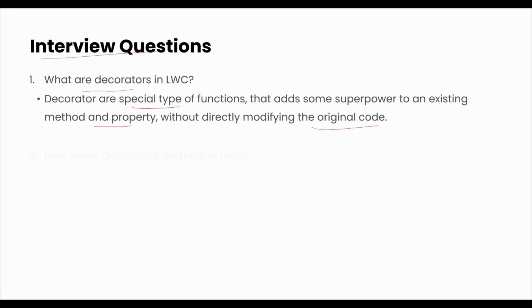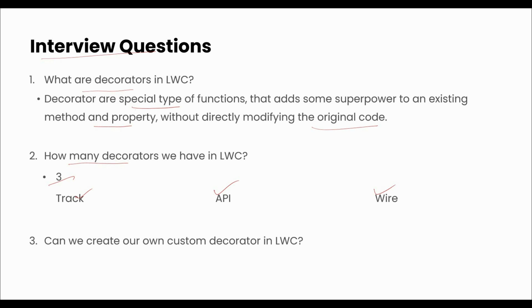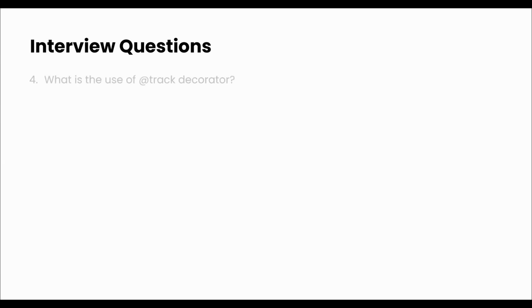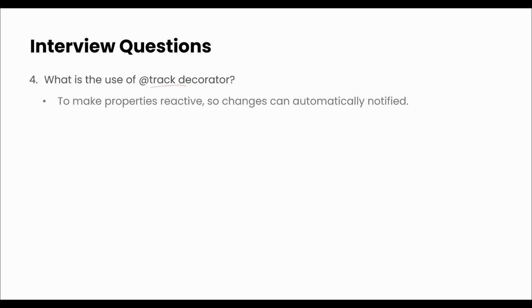Okay. Next question we have, how many decorators do we have in LWC? Then the answer is 3: Track, API and Wire. And next question, can we create our own custom decorators in LWC? Then the answer is no, this is not allowed. Okay. Next question is, what is the use of the track decorator? So the simple answer is to make properties reactive, so changes can be automatically observed and notified.